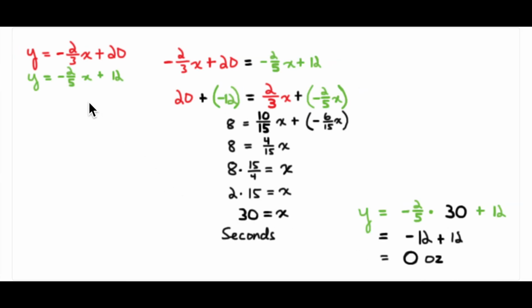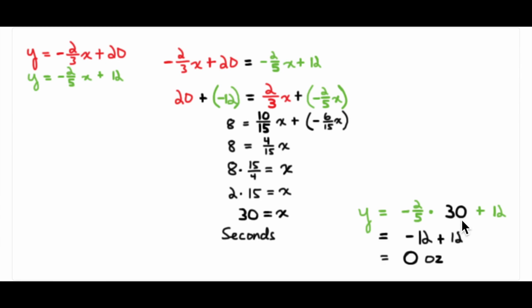And finally, the last one. So -2/5 ounces per second. So this one I did include changing it to the common denominator of 15ths. So 2/3 is 10/15. 2/5 is 6/15. Ends up with 4/15. Multiply by the multiplicative inverse, 15 fourths. 8 divided by 4 is 2. 2 times 15 is 30 seconds.